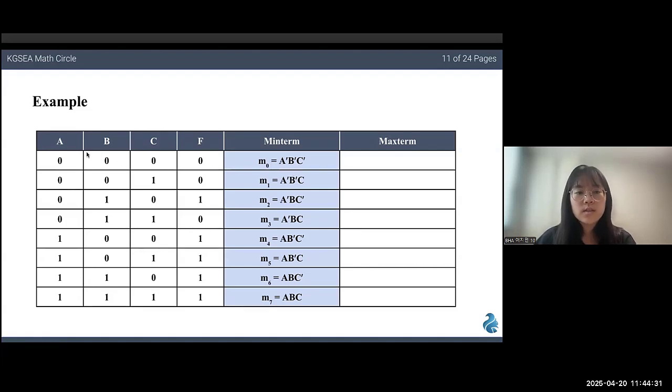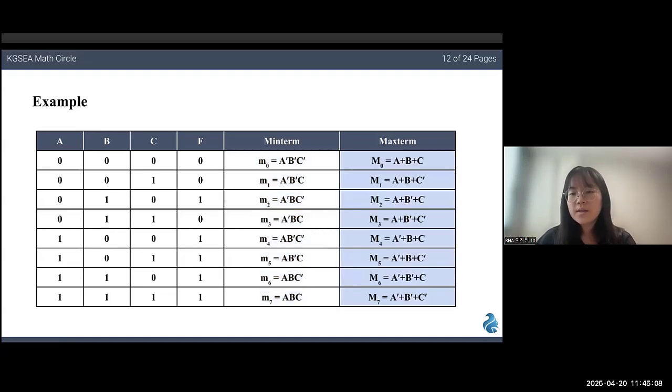So for row 1, since A, B, and C all take the value of 0, we use complement values for all of them. So M0 is complement of A times complement of B times complement of C. In the second row, as C takes the value of 1, instead of the complement form, you would use its original form, so just C without the complement sign. So M1 is complement of A times complement of B times C. If we continue this for all the other rows, we get this result for all minterm values for all combinations of A, B, and C.